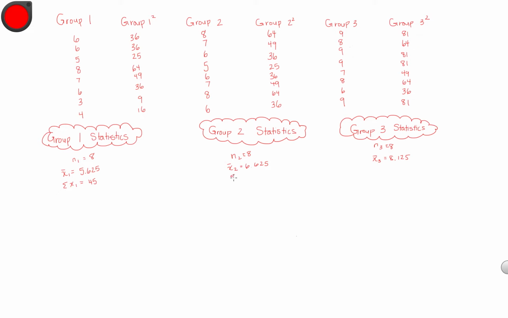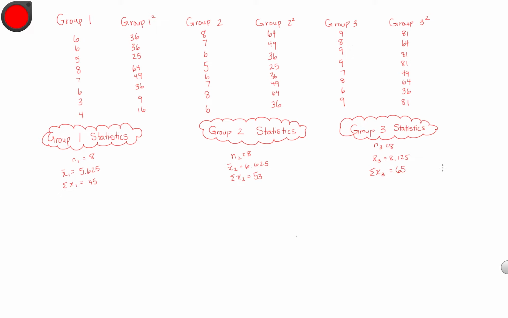If you were to do the same thing, add up all the values, the regular x values, not the squared values yet, in group 2, 8 plus 7 plus 6 plus so on, you would get 53. And finally, the sum of the values in the third group, if you were to add up 9 plus 8 plus 9 plus 9, would be 65.